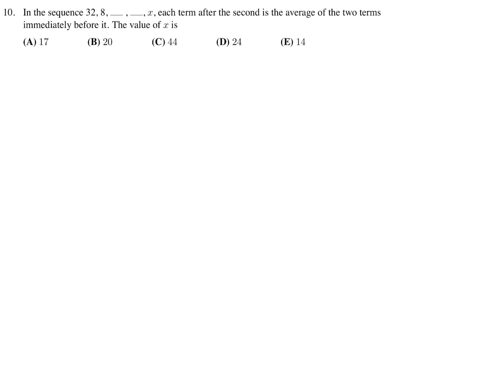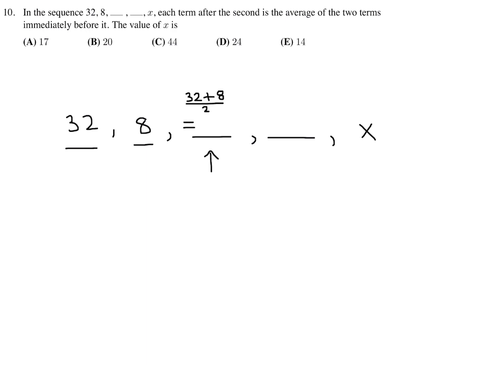In the sequence 32, 8, dash, dash, x, each term after the second is the average of the 2 terms immediately before it. The value of x is... So 32, 8, dash, dash, and then x. Each term after the second is the average of the 2 terms immediately before it. So this term will be the average of these 2. So that's 32 plus 8 divided by 2, which is 40 divided by 2, which is 20.